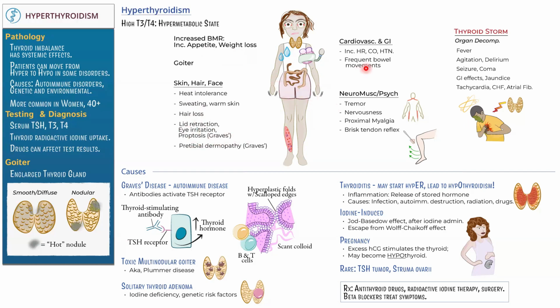In cardiovascular effects in hypothyroidism, the person had decreased heart rate, decreased cardiac output, and hypotension. So the person with hyperthyroidism will have an increase in heart rate, an increase in cardiac output, increase in blood pressure, or hypertension ideally, and frequent bowel movements. This is a very good image trying to show us even the muscle tissues.